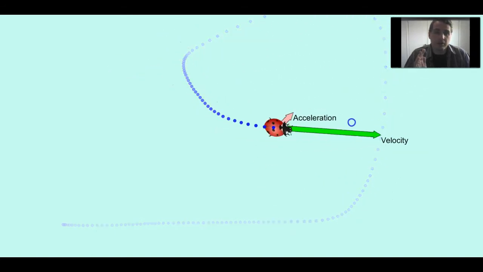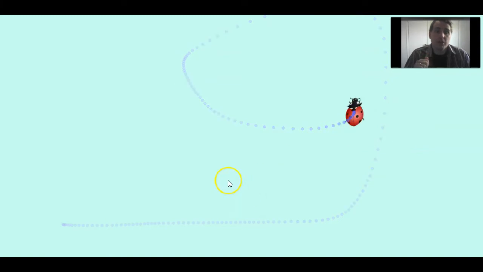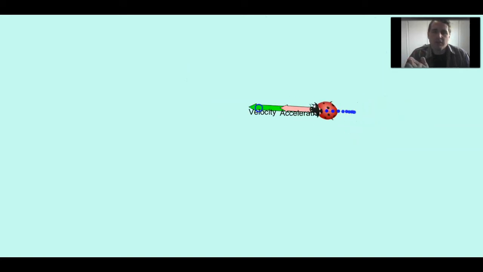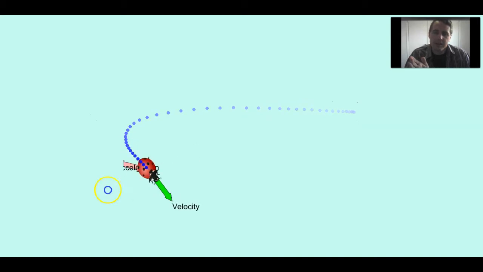Do you notice that? Notice that the ladybug is actually taking a turn, and there seems to be an acceleration that is no longer directed in the direction of her motion. There seems to be some acceleration that's directed sort of towards the center of the curve. Hopefully you can kind of see that.